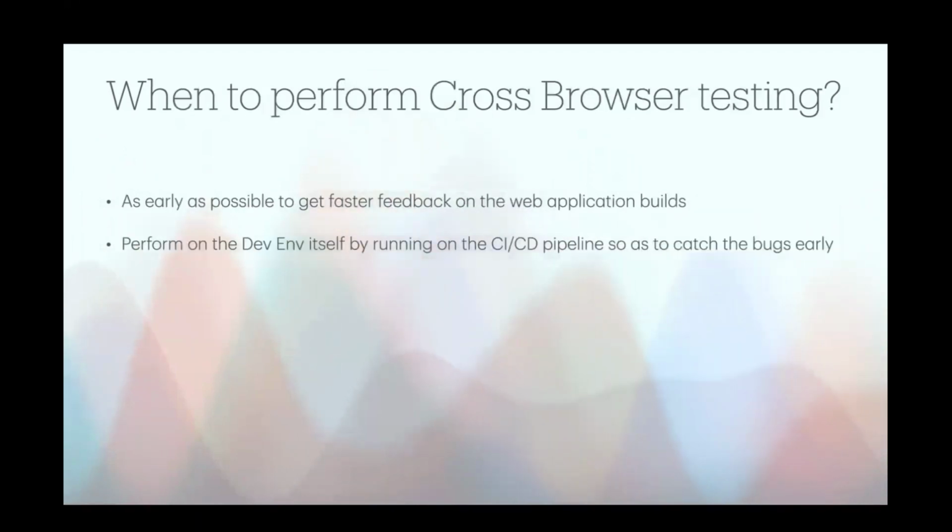When to perform the cross-browser testing? Ideally, the primary objective of testing is to get faster feedback on the builds, to check that the application is stable, so that we can release it on different platforms to the end user. We don't know what kind of platform or browser the end user might be using the product on. So it's better that we perform this kind of testing as early as possible to get faster feedback, so that we can fix the bugs easily and release a quality build to the end users.